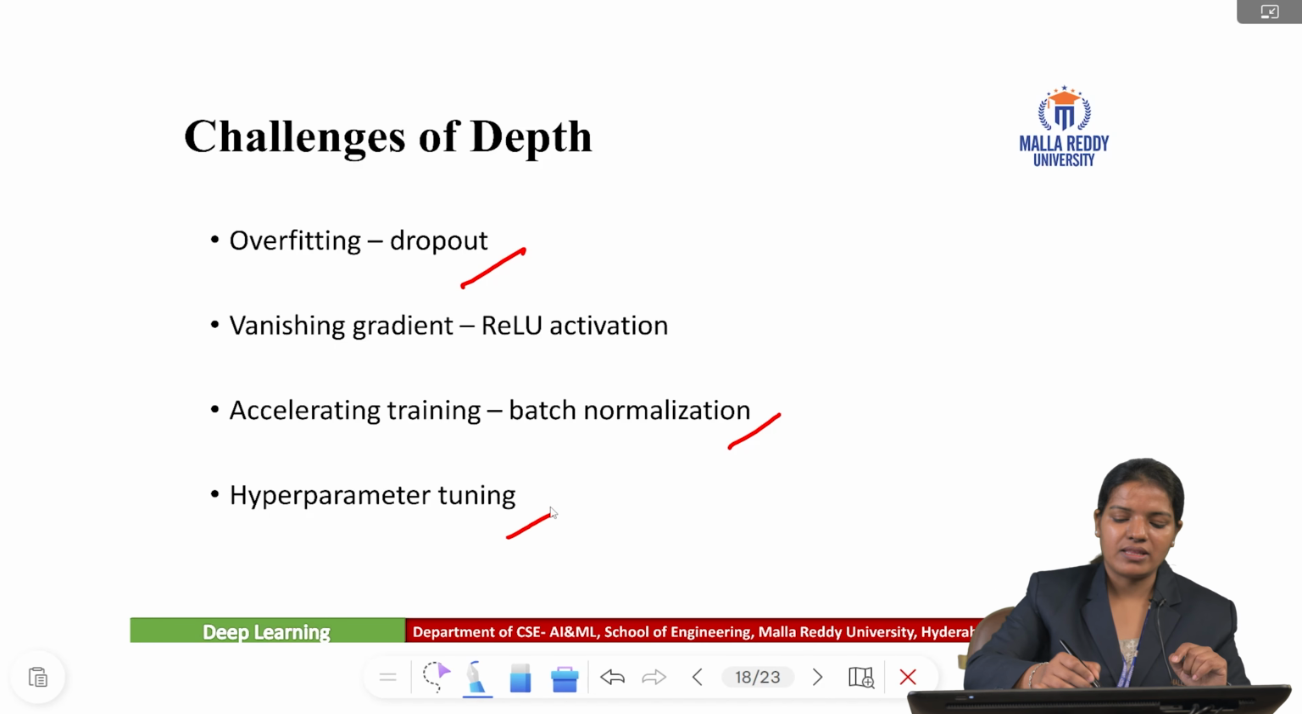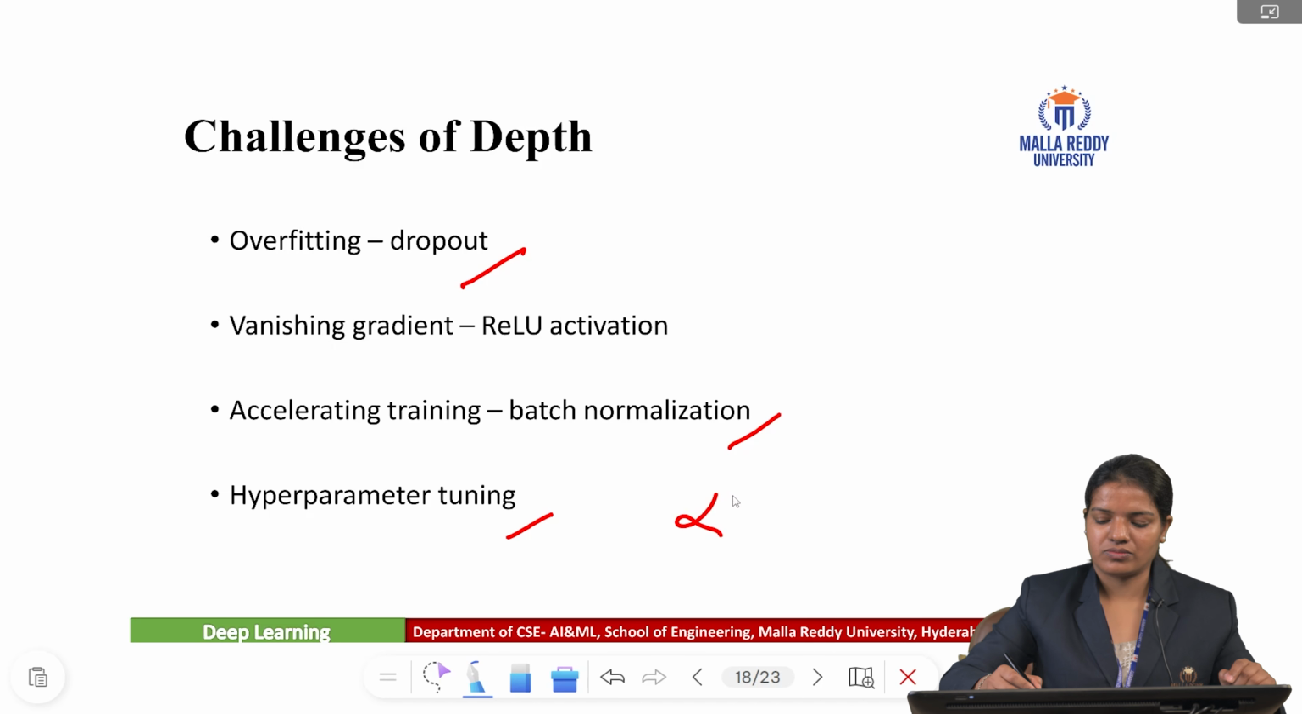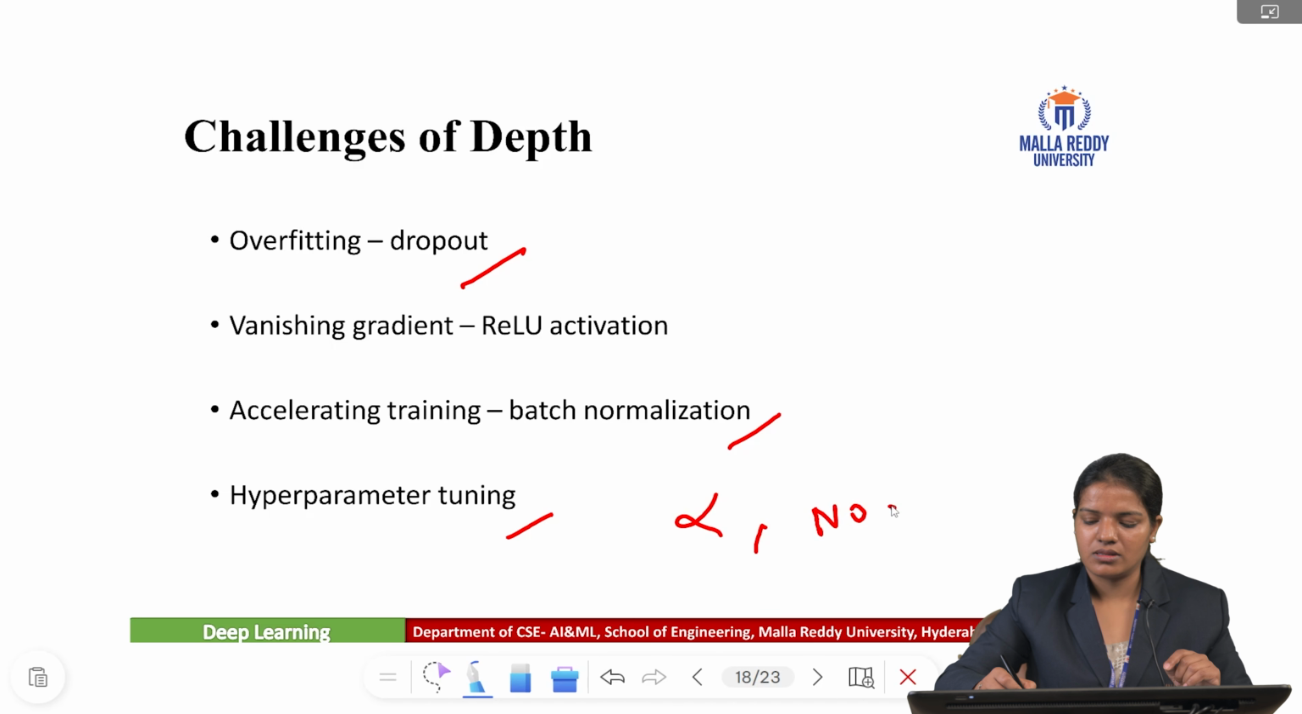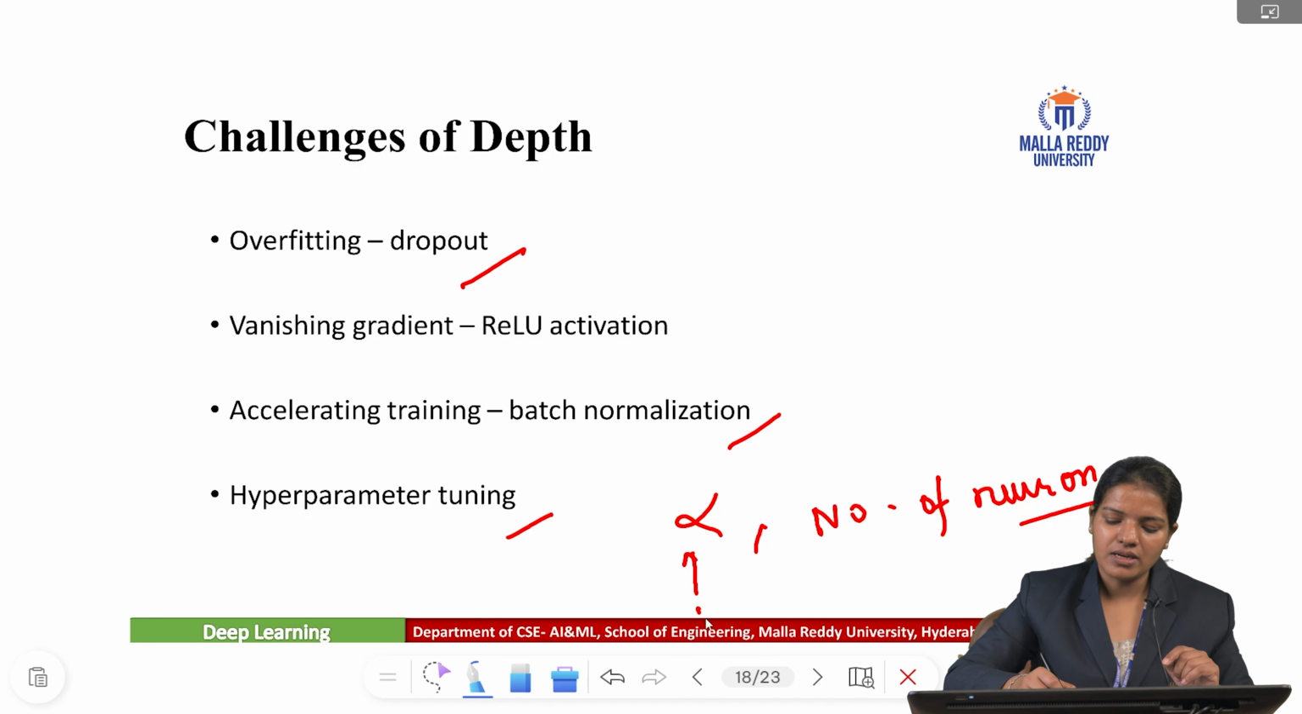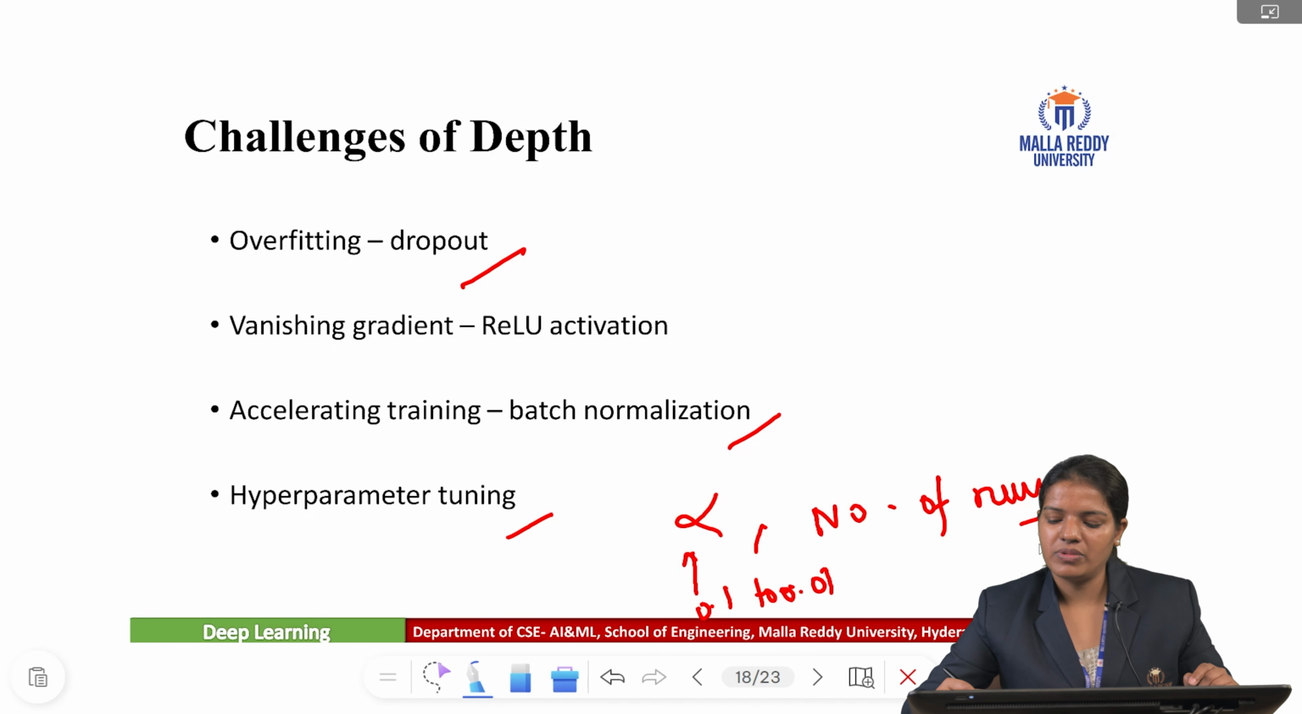The hyperparameters are things like the learning rate and the number of neurons. We need to select a typical value of the learning rate between 0.1 and 0.01, and the number of neurons from 10 to 1000 in most cases.